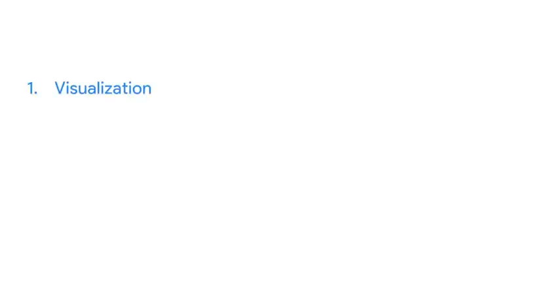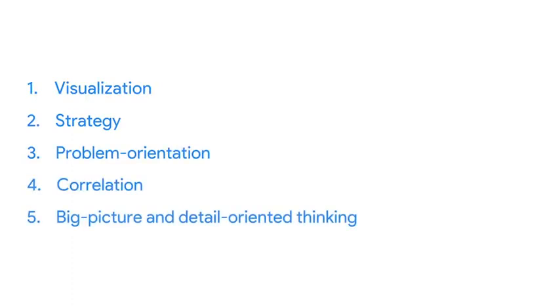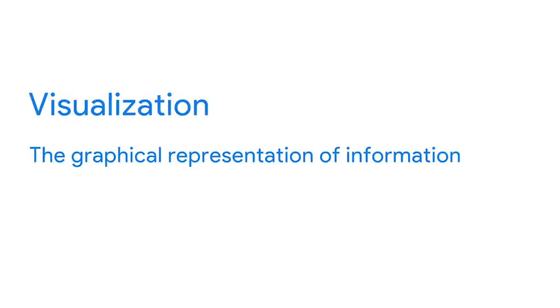Well, to answer that question, we will now talk about a second set of 5. The 5 key aspects to analytical thinking. They are visualization, strategy, problem orientation, correlation, and finally, big picture and detail-oriented thinking. Let's start with visualization. In data analytics, visualization is the graphical representation of information.